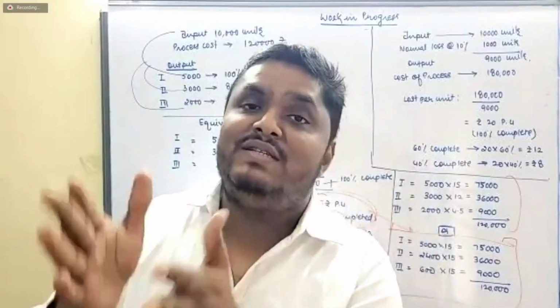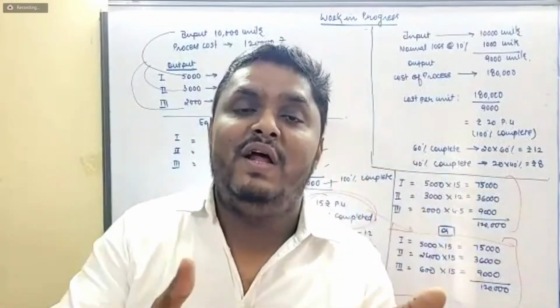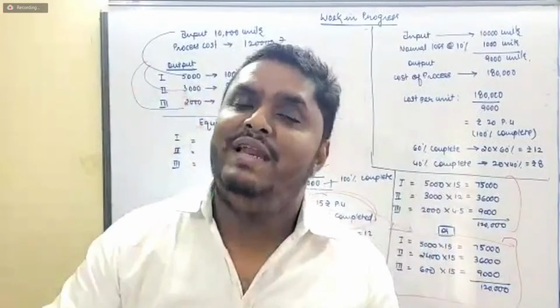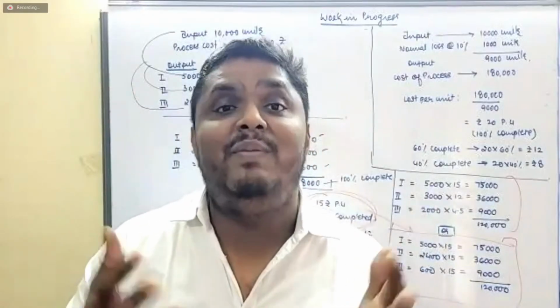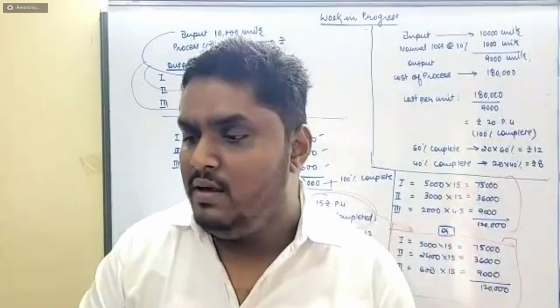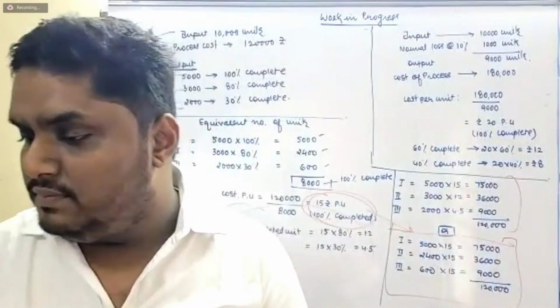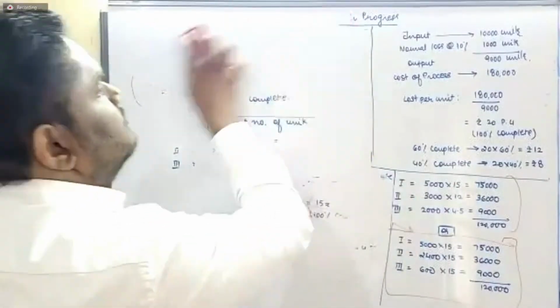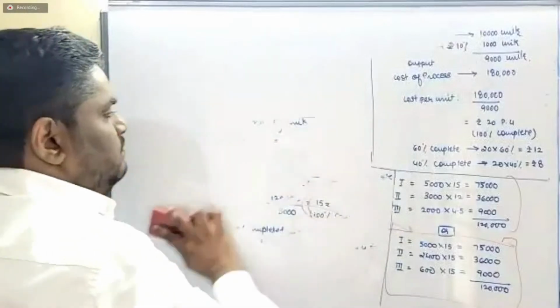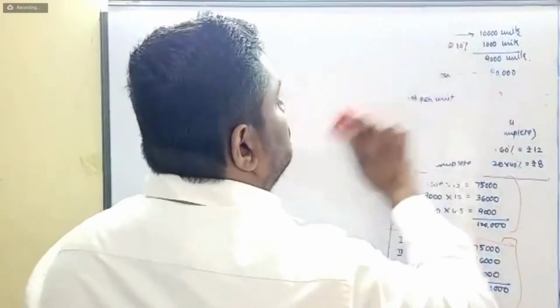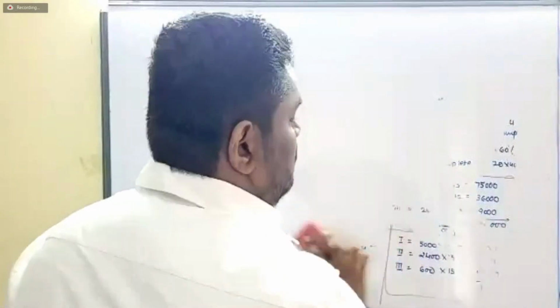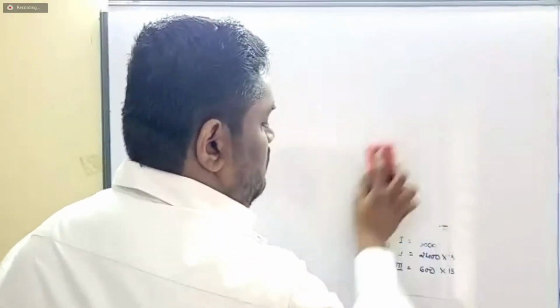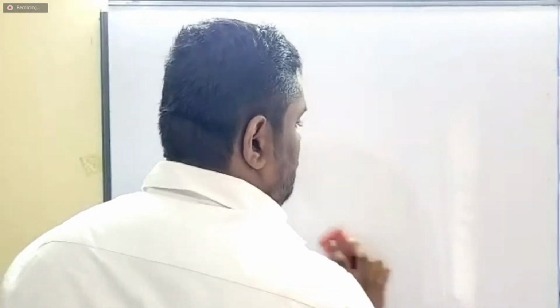Right from start, we have discussed what is equivalent production method. Thereafter, how to approach the question. And then in advanced question, we will discuss what will be the treatment if it is FIFO method or weighted average method. So don't worry, have some patience. Now let's start.